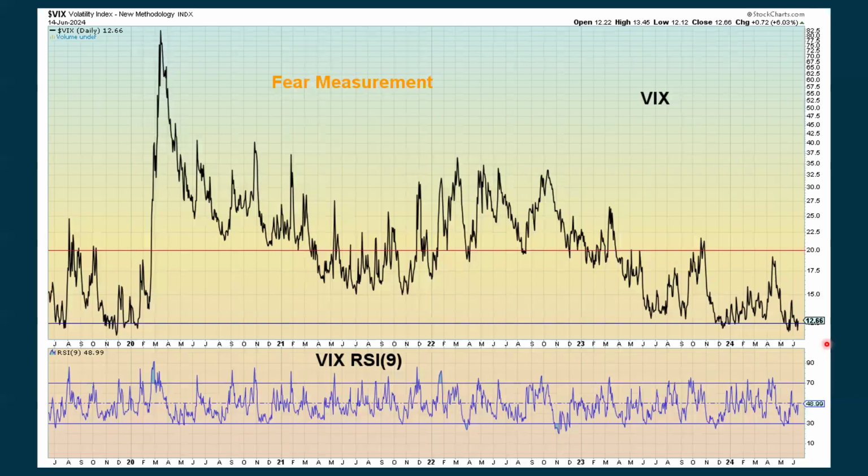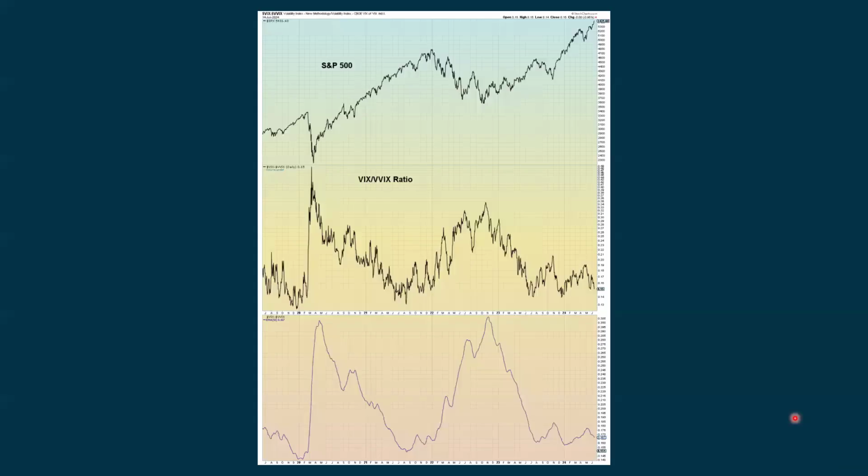We also want to measure the speed of the VIX, whether it's going up or down quickly. I use an RSI based on 9 periods, which is a momentum oscillator to show us what the VIX is actually doing. We look for extreme positive or negative readings. We're kind of in the middle right now, so this isn't really telling us all that much.